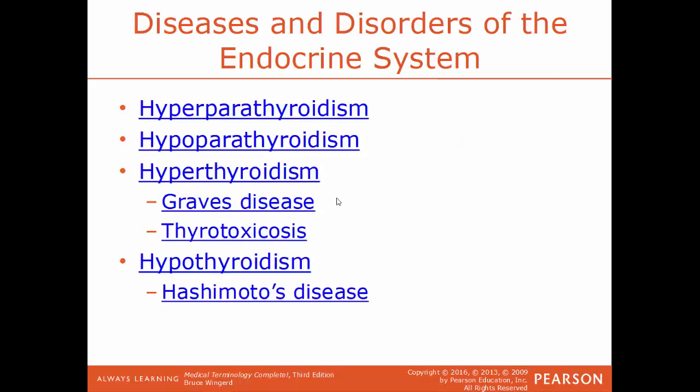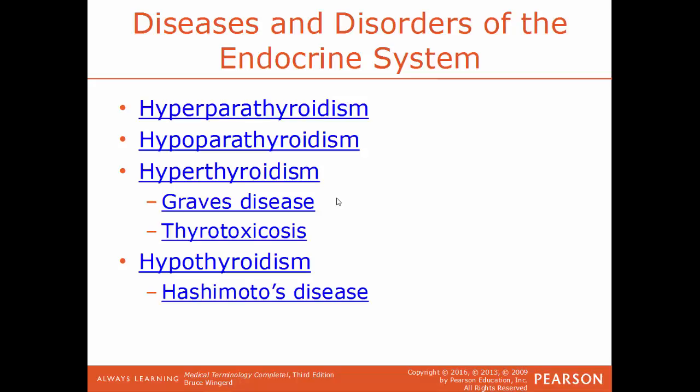Right, the same thing with our next two terms. Hyperparathyroidism, where there's an excess amount of hormones from the parathyroid being produced. Then the opposite of that would be hypoparathyroidism, where you have an abnormally low amount of hormones produced by the parathyroid gland. Hyperthyroidism, an overproduction of hormones from the thyroid gland. And the most common example of hyperthyroidism is Graves' disease. Some indicators of this would be having bulging eyes and having a swelling in the neck. And another term for hyperthyroidism is thyrotoxicosis. So that term basically breaks down to having a toxic level of thyroid hormones in the blood.